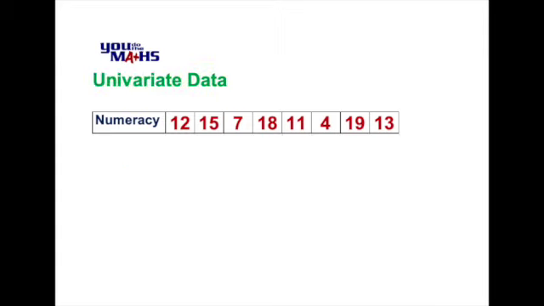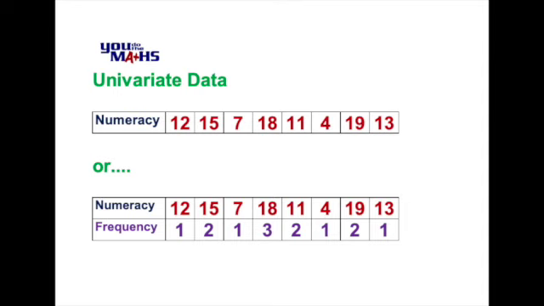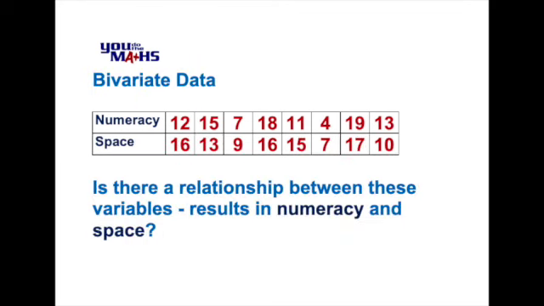Another type of data that we regularly see is called univariate data. In this case, we might have student scores in the numeracy test, or perhaps they're represented as a frequency table. In this case, we can see that one student scored 12, whereas two scored 15, one scored 7, and three scored 18, etc. So let's have a look at the bivariate data again, and this time determine if there's some sort of relationship between the numeracy scores that students achieved and their space score.